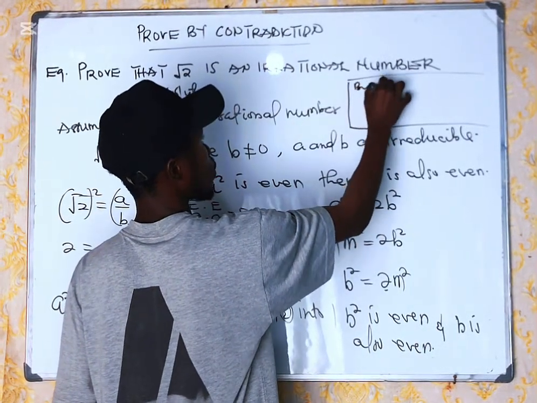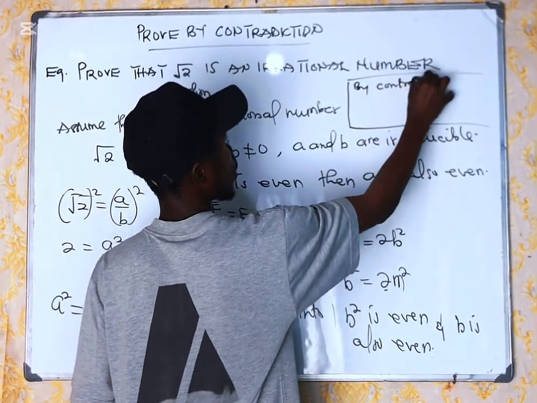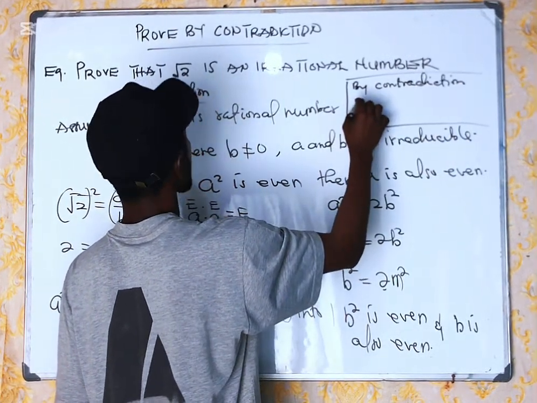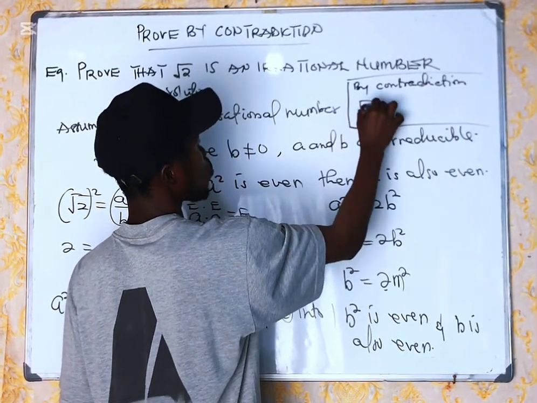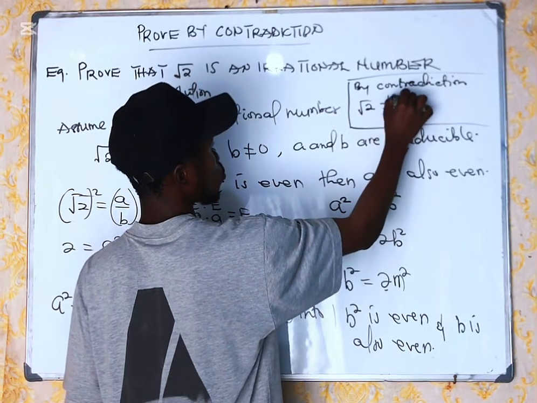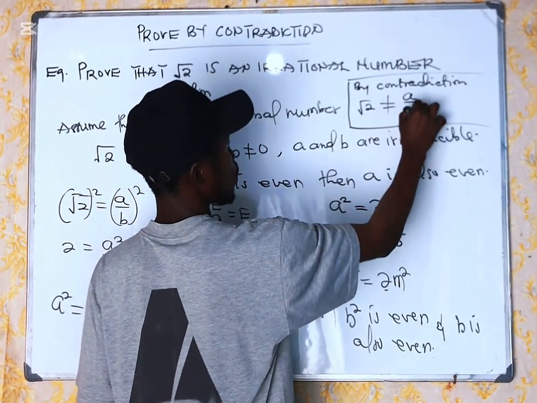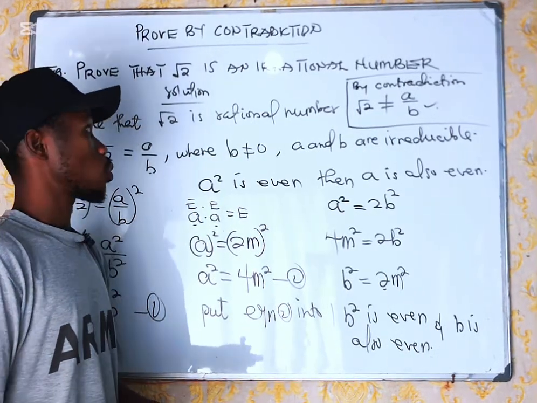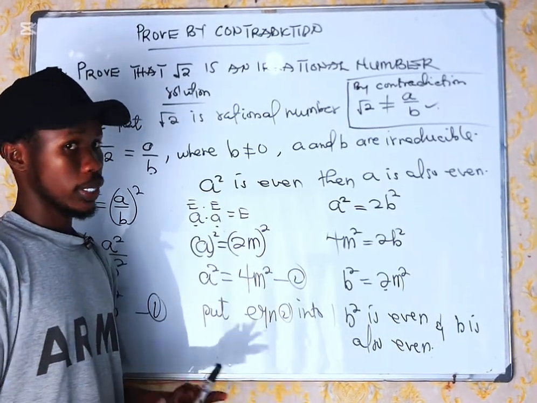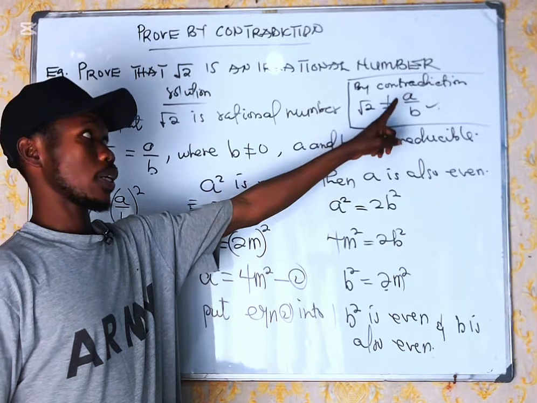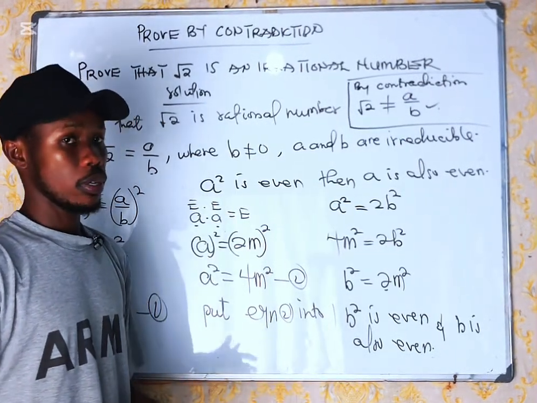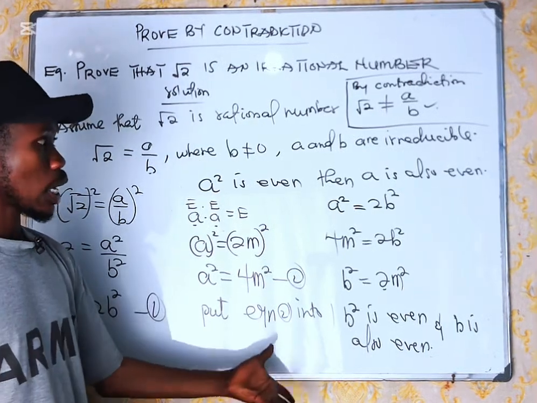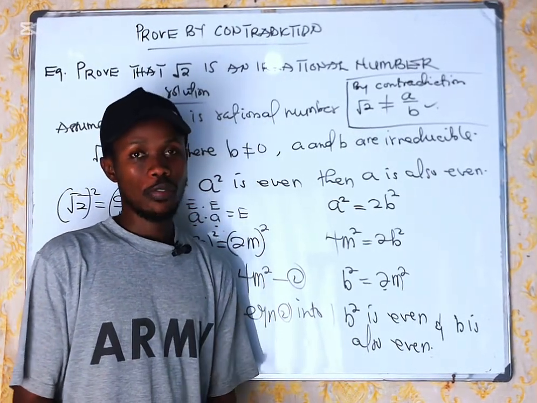By contradiction, root 2 is not equal to a over b, or you can say that root 2 is an irrational number, because an irrational number is never equal to a over b. Irrational numbers cannot be expressed in fraction form. So this is how you do contradiction. Thank you very much for watching.